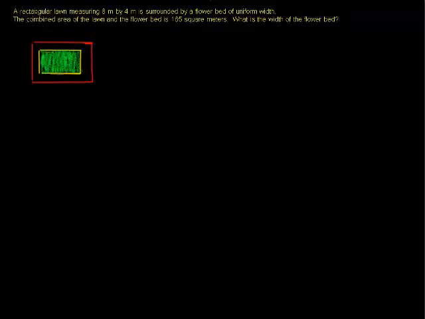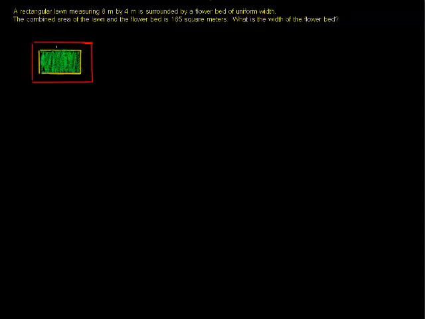Hi guys, in this video we're going to look at a question where we're told a rectangular lawn measuring 8 meters by 4 meters is surrounded by a flower bed of uniform width. The combined area of the lawn and the flower bed is 165 square meters, and then you're asked what is the width of the flower bed.